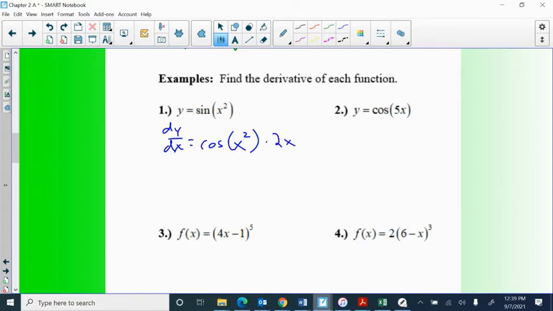When you first learn chain rule, some students want to do it again and say, oh, do it twice. No, there's only one function within sine. It's the x squared function. Nothing's inside the x squared. Now, I would probably just put the 2x in front. So 2x cosine of x squared.